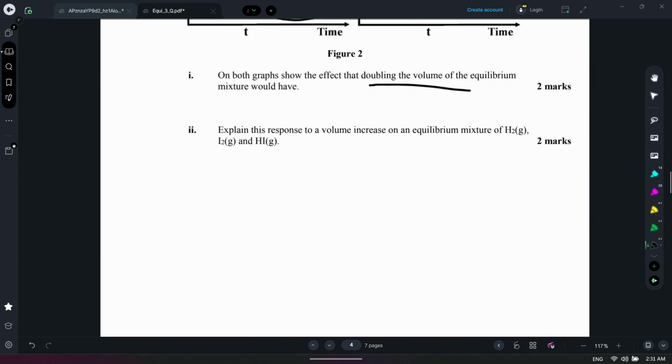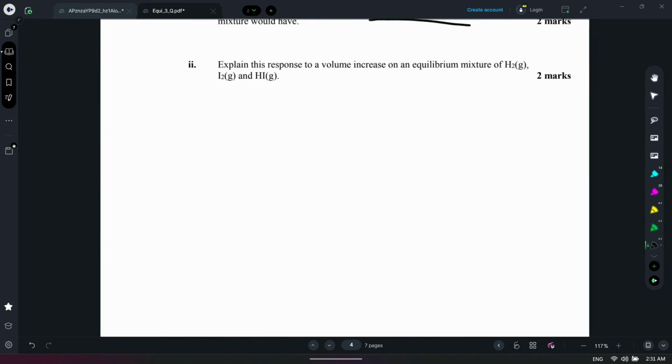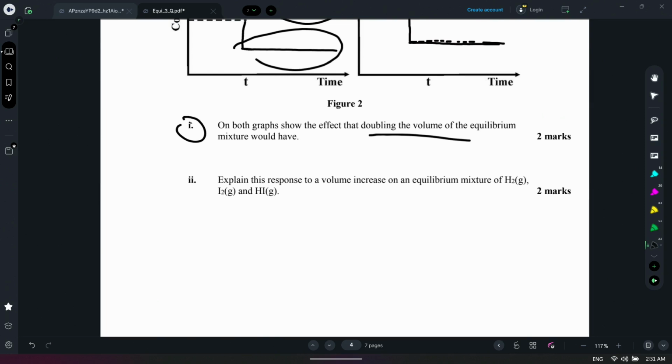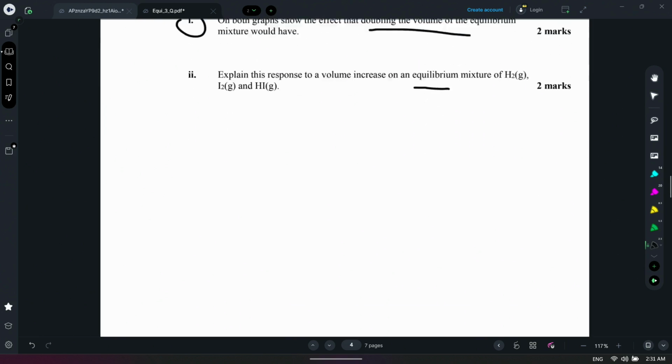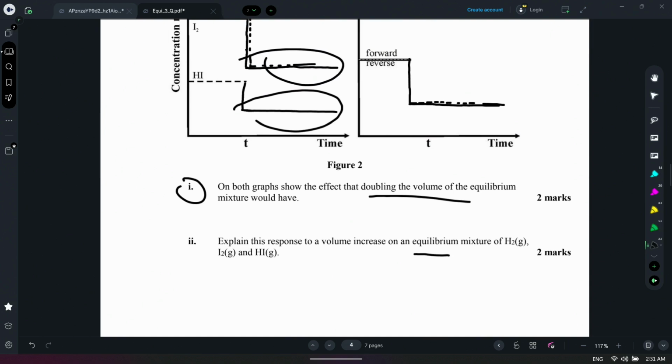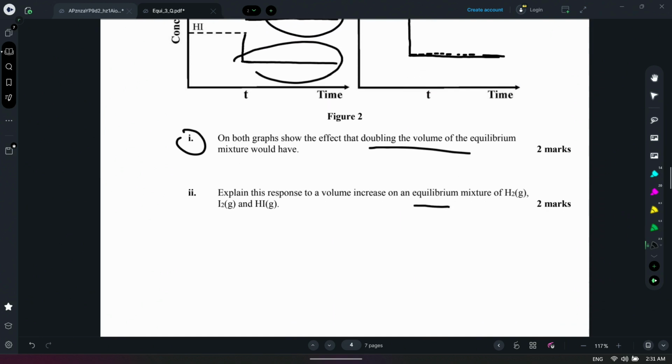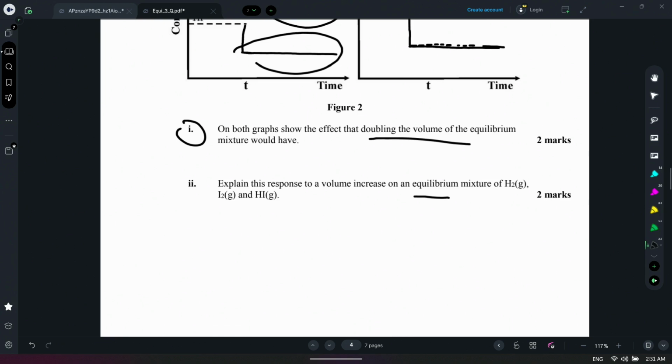All right, so I have done that question. I've done part 1. Explain this response to the volume increase on the equilibrium mixture of H2 and I2. On both graphs, show the effect that doubling the volume of the equilibrium mixture would have. Explain this response to the volume increase. I think we've covered that. So what do you have to say? We need to write that as well. Okay, let's try to write this down.